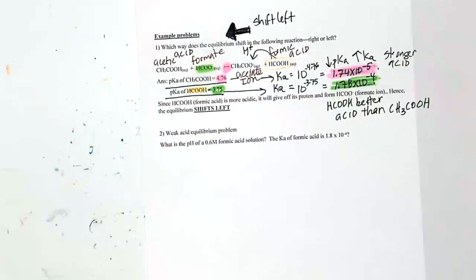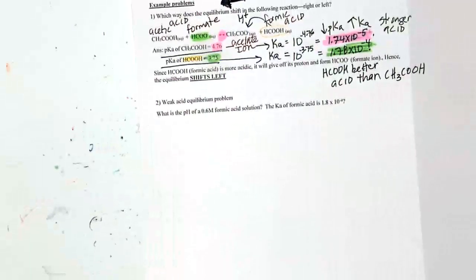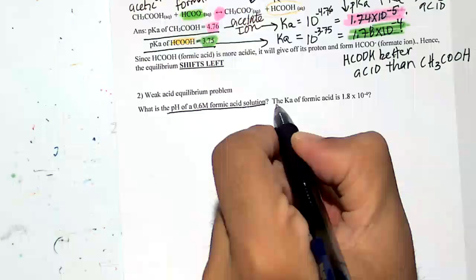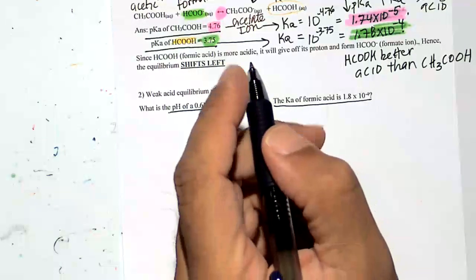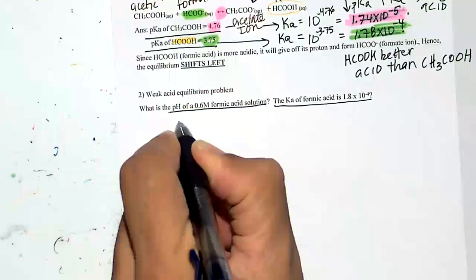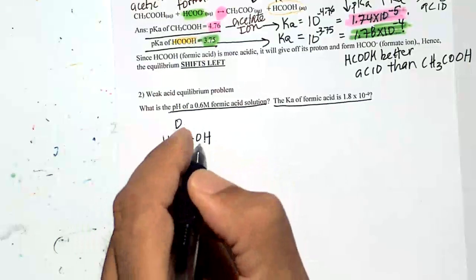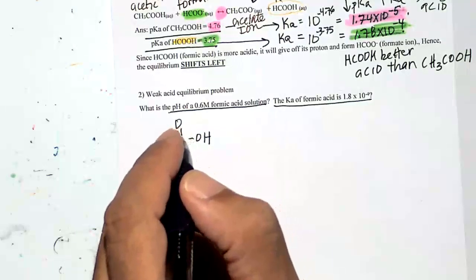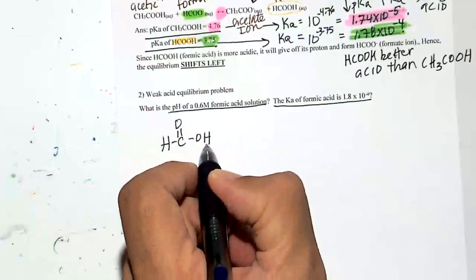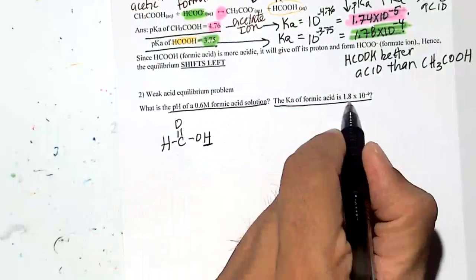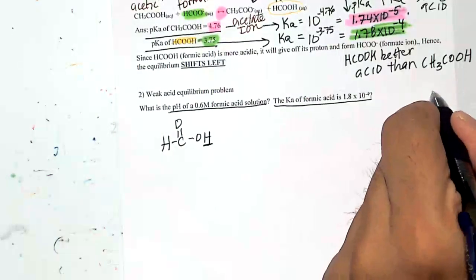All right, let's do an ice table problem, this time with a weak acid. What is the pH of a 0.6 molar formic acid solution? The Ka of formic acid is 1.8 times 10 to the minus 4. So formic acid has this formula. Remember functional groups? There's a functional group called carboxylic acids, which you'll probably learn about if you take higher level chemistry classes. So this proton is ionizable, and it has a Ka of 1.8 times 10 to the minus 4.